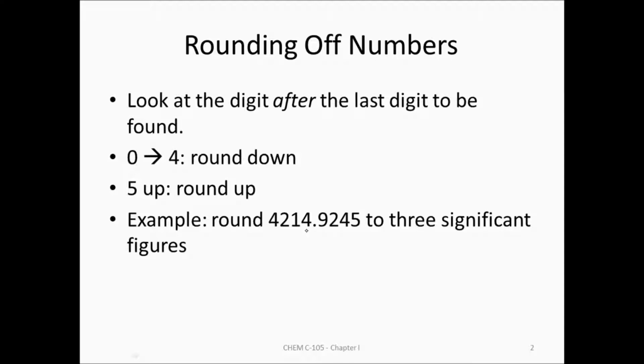So here, for example, I want to round this to 3 significant figures. So I'm rounding it to this place. This is my third significant figure. This is a 4. I don't care what's here. This is a 4, so I'm going to round down. So it's going to be 4210. The problem here, though, is that this 0 may or may not be significant. So it is ambiguous.